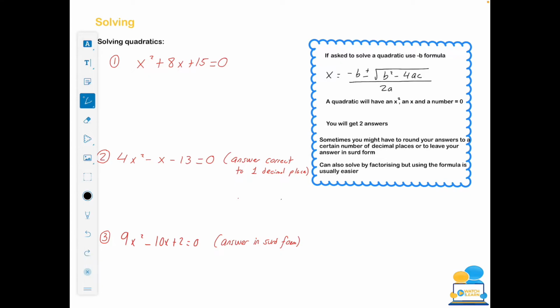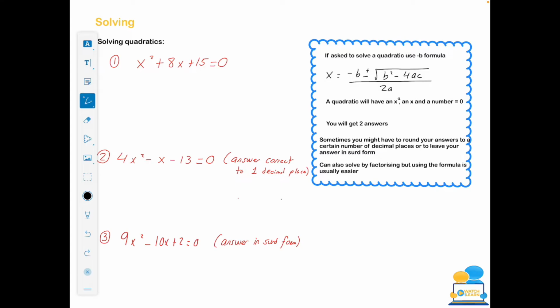So the other type of solving that can come up is solving quadratics. A quadratic will always have an x squared, an x, and a number. So here we can see these are all quadratics. This is an x squared, an x, and then just a number on its own, or a constant. Here an x squared, x, and a number on its own.